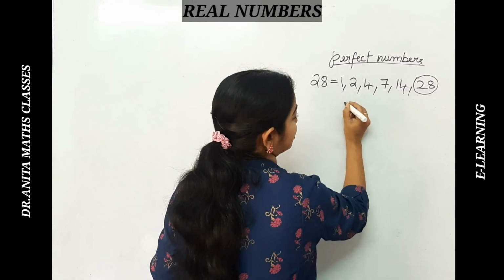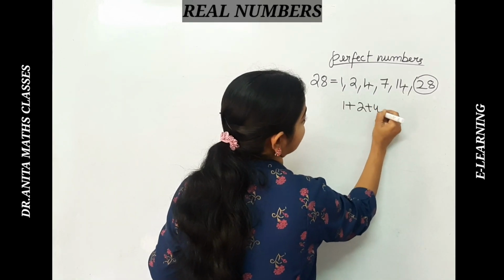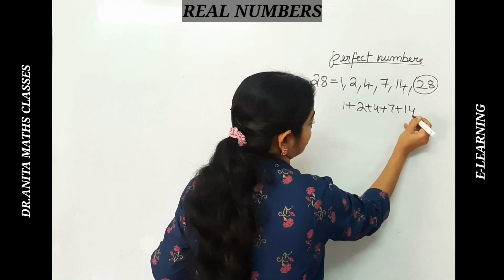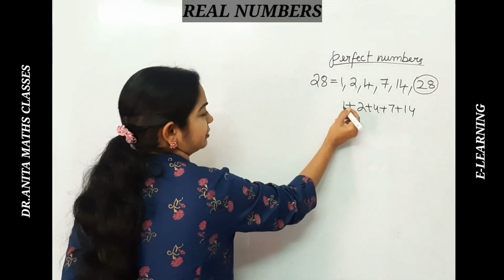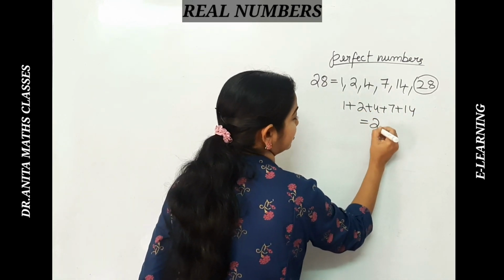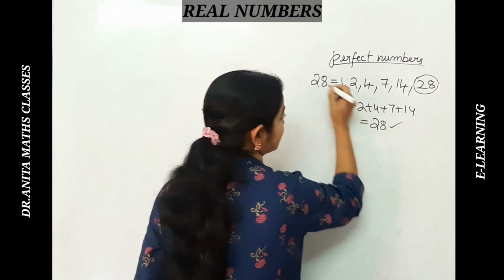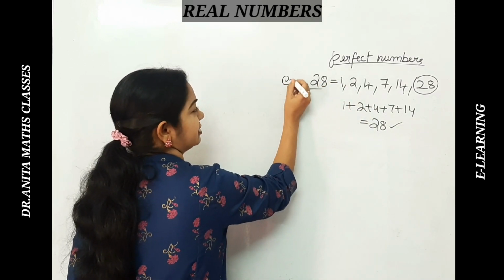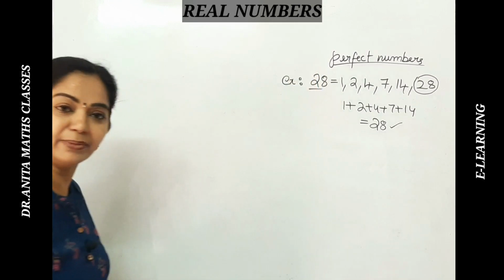So let us add 1 plus 2 plus 4 plus 7 plus 14. So 21, 25, 27, 28. The sum is 28. So this is called a perfect number.